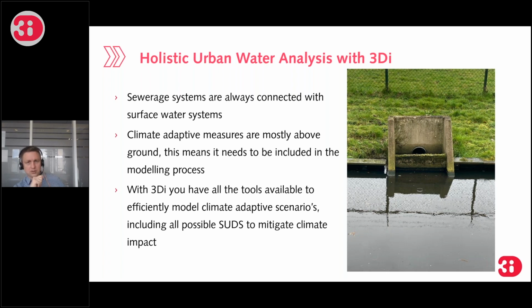And with holistic urban water analysis, where the water is flowing on the streets, where the water is flowing overland, you are taking that into account. And this gives you the possibility to efficiently model climate adaptive scenarios, including all possible sustainable urban drainage systems that you can think of to mitigate climate impacts.